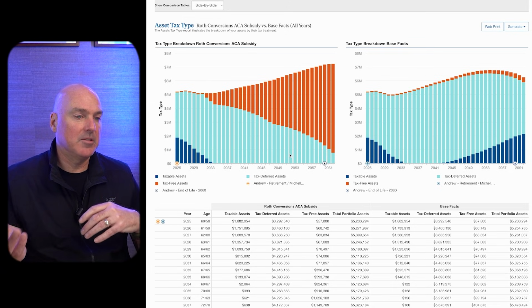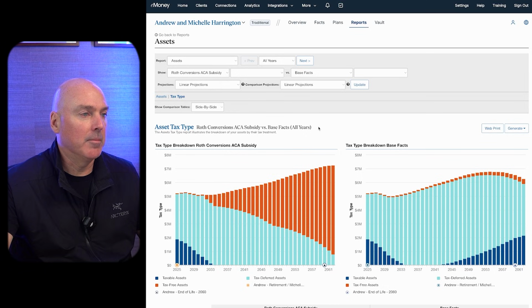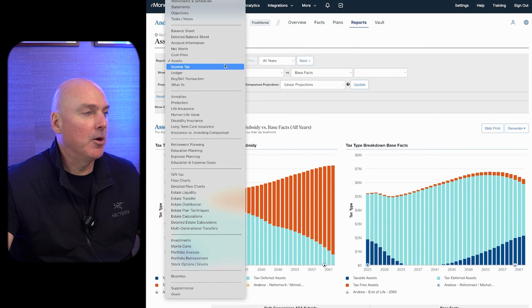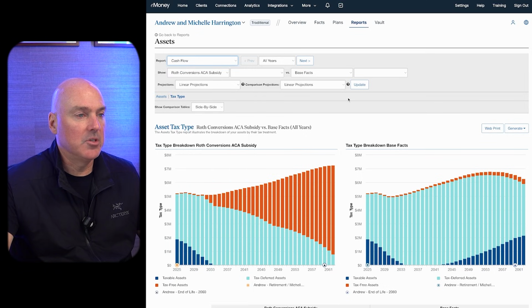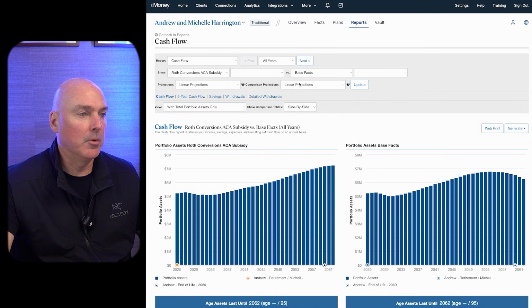So that's basically where we want to come out with that. And if we go back to our cash flow report, we can also see what that's done for our required minimum distributions. And that's going to be shown here on our cash flow report.